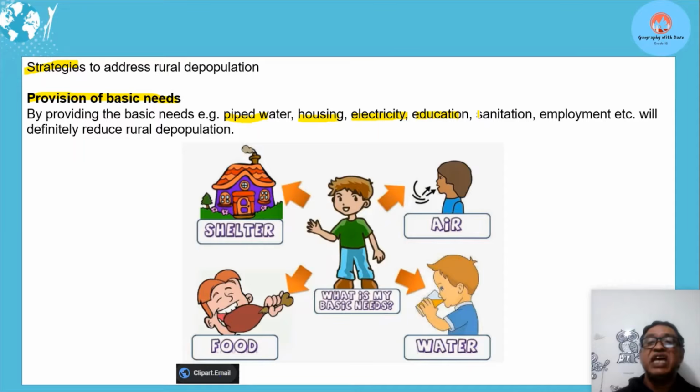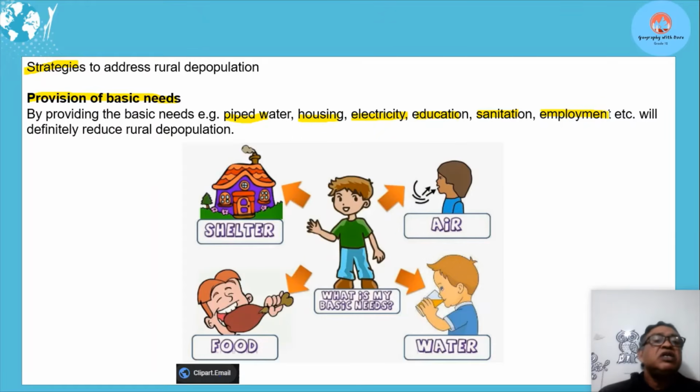education, sanitation, employment. All right, because now if people are employed, they're able to buy more and provide themselves with the basic needs. They'll be able to educate their family or their children, who will then improve their quality of life because they'll get better employment.